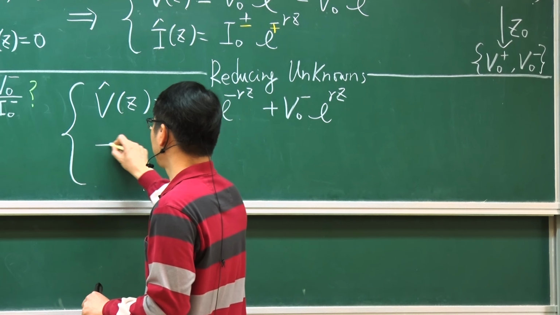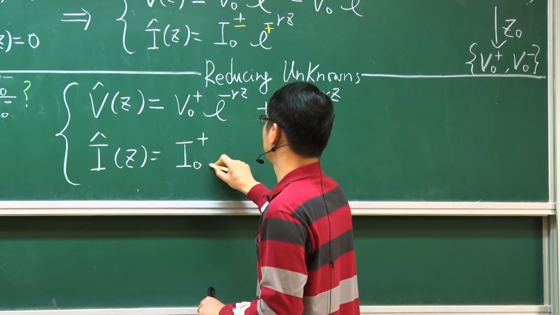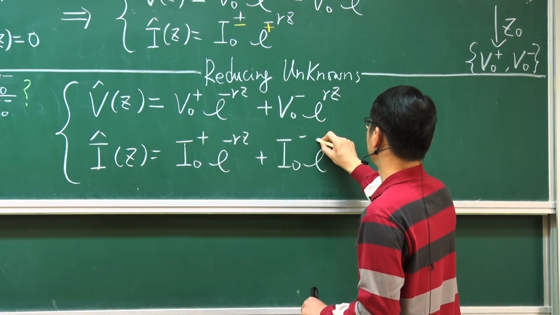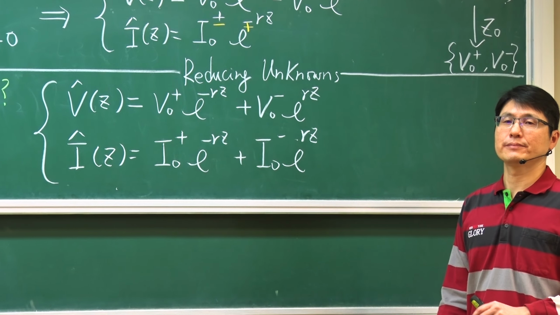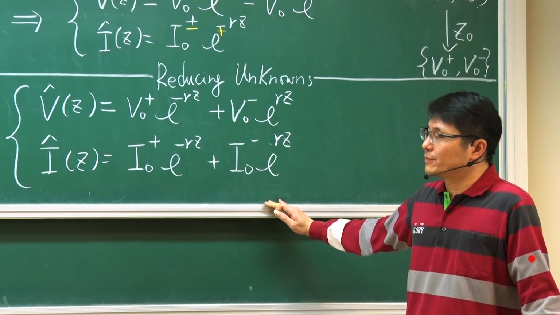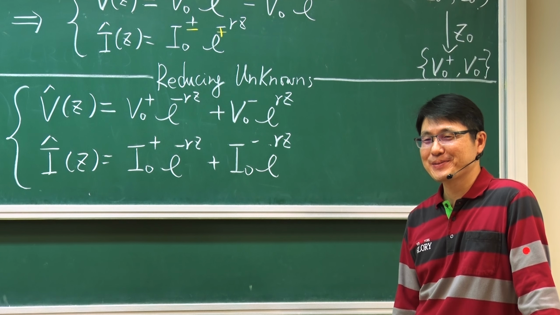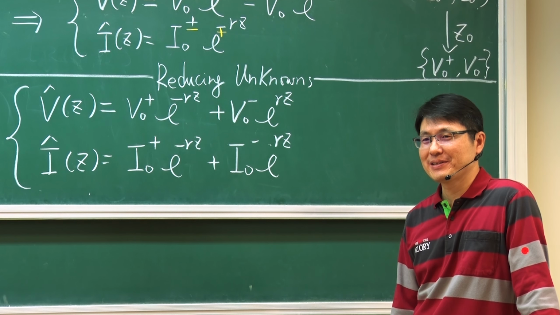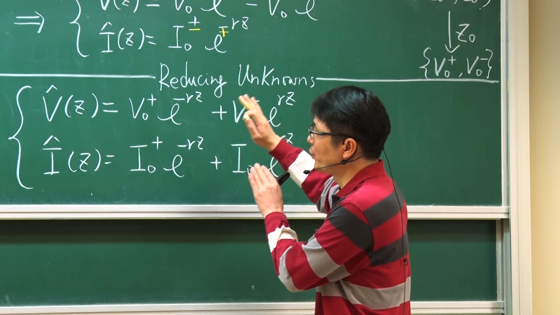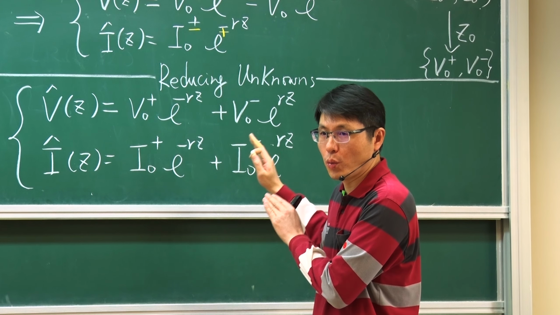And I(z) can also have a forward propagating component and a backward propagating component. Are we feeling happier? Alright, so these are the generalized solution forms on the transmission line. What can I do?